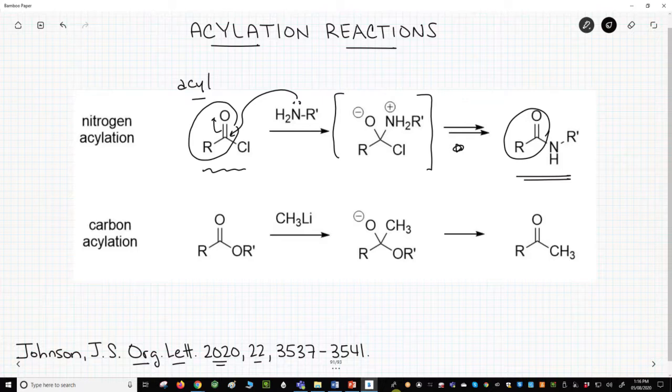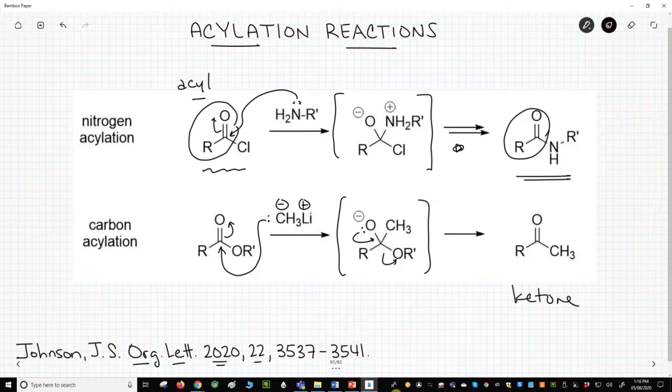Now on the bottom line, let's start with an ester and react it with methyl lithium. The carbon attacks to make a tetrahedral intermediate. The alkoxy group is lost to form a ketone. Wonderful, that's our carbon acylation.